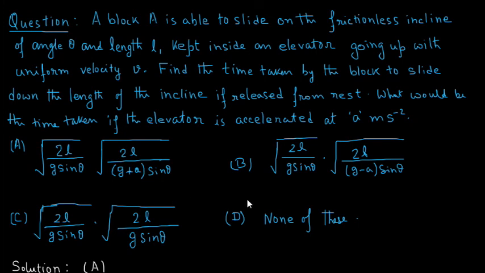B, under root 2L by g sine theta, multiplied by 2L by g minus a sine theta. C, under root 2L by g sine theta, comma, under root 2L g sine theta. D, none of these. Here the solution is A.